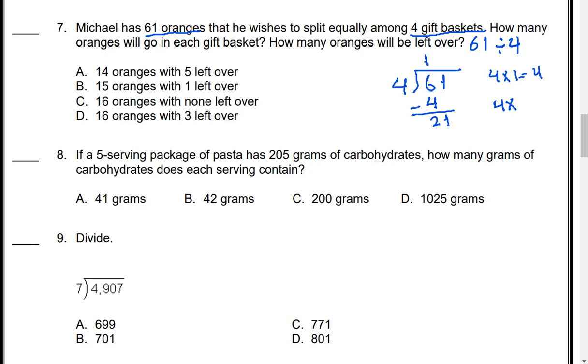21 will be divided by 4. Yes, 21 divided by 4 equals 5. Excellent. Because 4 times 5 is 20. Then 21 minus 20 is equal to 1. And we have 15 oranges and 1 left over. So the remainder is 1. I will erase this because this is a draft. We don't need it.